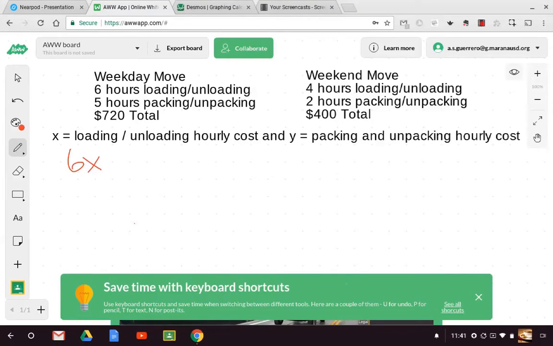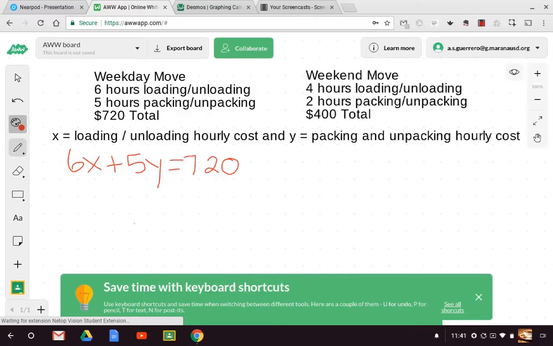And then we have 5 hours of packing and unpacking. So we're going to say that's 5, and packing and unpacking was Y, so 5Y. So 6 times whatever it costs for our unloading and loading hours, because there's 6 of those, and 5 packing and unpacking hours times however much those hours cost. And when we add those two amounts together, they should equal the $720 total that he would have to pay on the weekday.